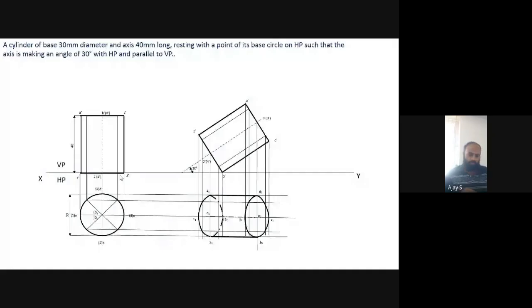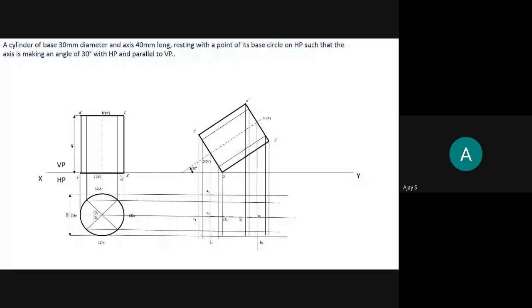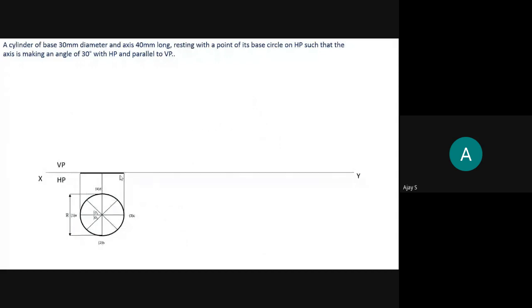Now I'll tell you how you need to draw this diagram from first. You can just check the PPT alone. So the procedure is first you need to draw a circle which is having a base of 30 mm. Okay. Then you can divide it into 8 equal parts.